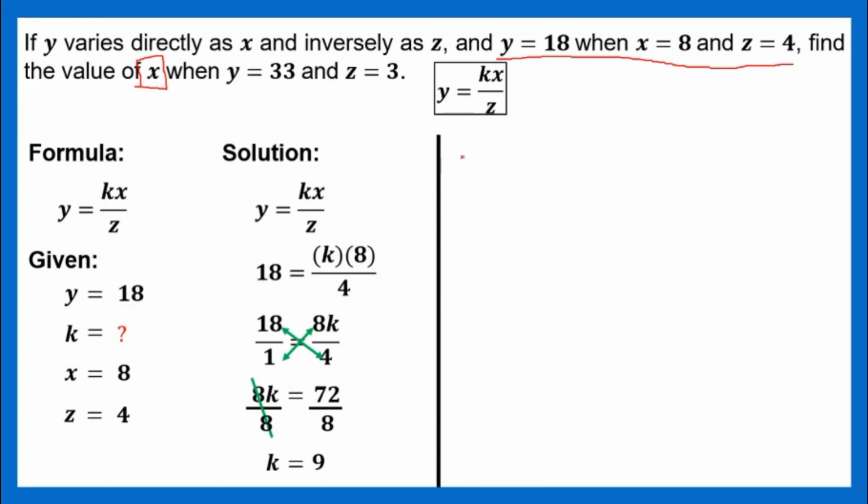So, isa pang solving ang gagawin natin. So, formula ulit. Same formula. Y is equal to kx over z. Tapos, so, okay na to. Nagamit na natin. So, okay na yan. So, thank you for this. Ito naman ang pagtatrabahuhan natin.